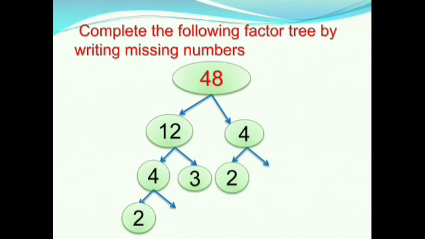Here 4 is divided into two numbers. 2 is given. What will be the other factor? The other factor will be also 2. Here 4 is divided into two numbers. One number is 2. The other number will also be 2. Now our factor tree is completed.